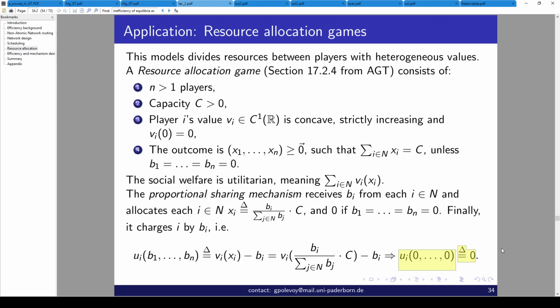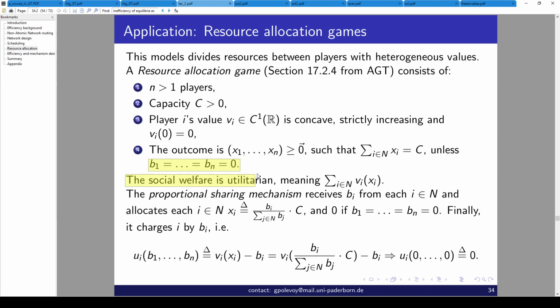It's also important to define the social welfare. In this case, it's important to mention that the outcome may be less in total than C in some cases, when everyone bids 0. So it's important just to make it clear, including the edge case.